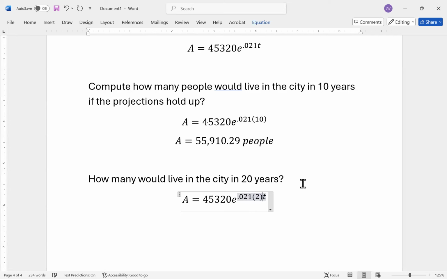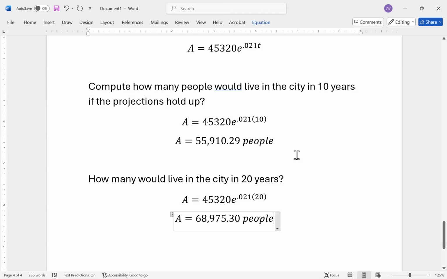After 20 years, all we have to do is replace the T with the number 20. This is a pretty easy calculation, same as before. Again, in 20 years, we're looking at 68,975.30 people. Again, if you wanted to make it make a little more sense by rounding it to the nearest whole number, you could do that as well.